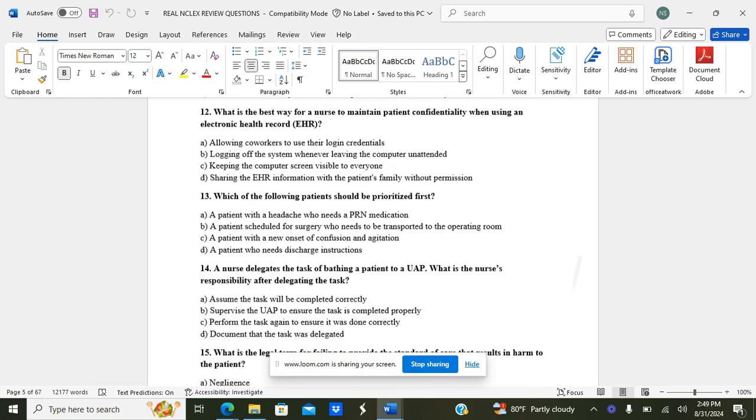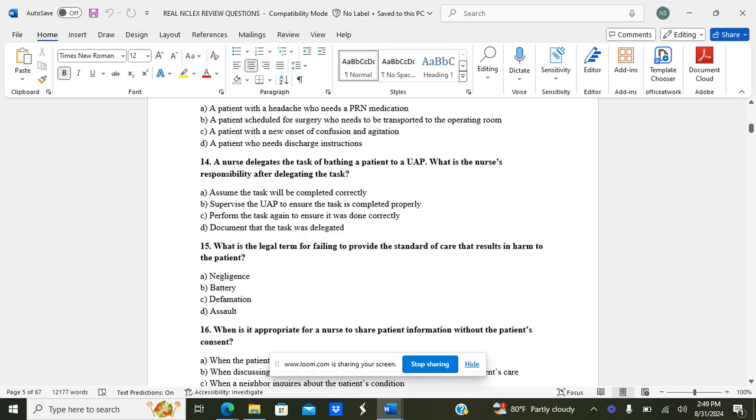All right, let's move on. Number 14. A nurse delegates the task of bathing a patient to a UAP. What is the nurse's responsibility after delegating the task? A, assume the task will be completed correctly. I don't think that is the best choice. Let's continue. B, supervise the UAP to ensure the task is completed properly.